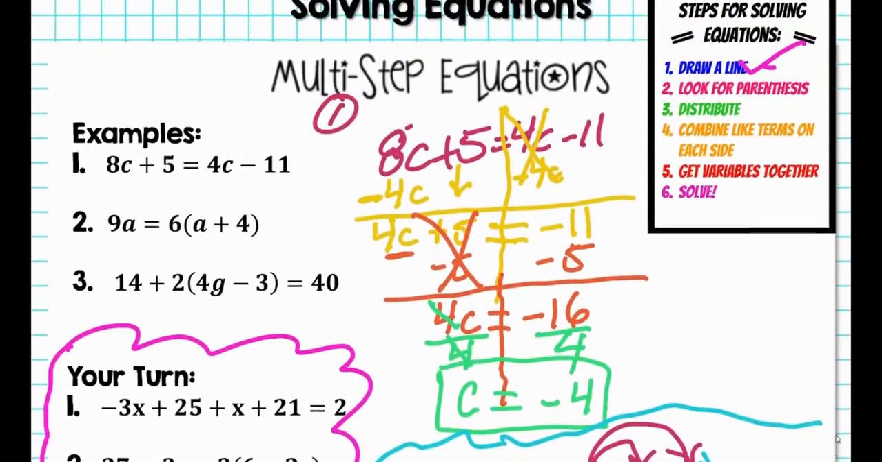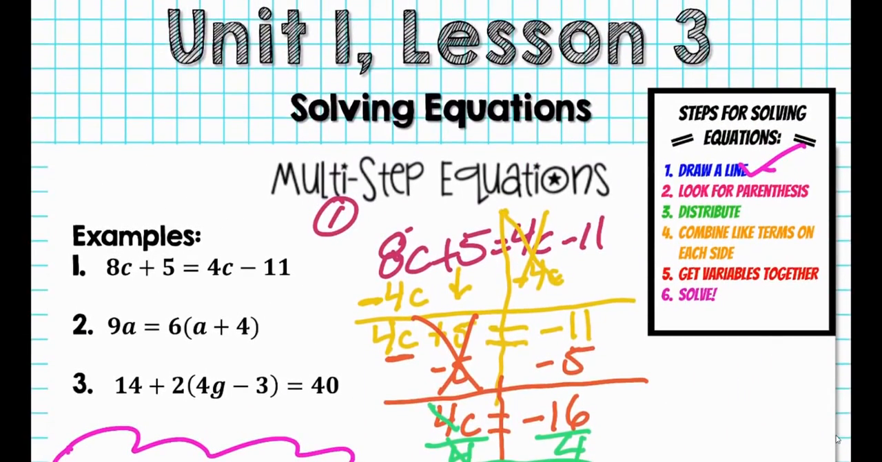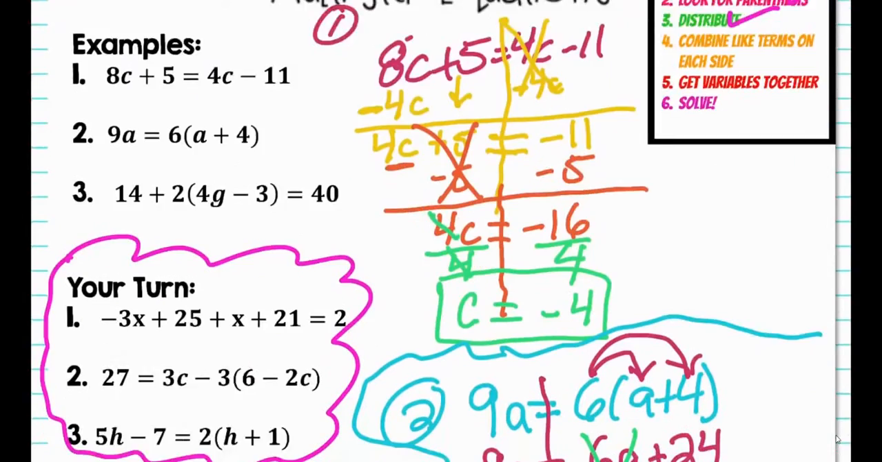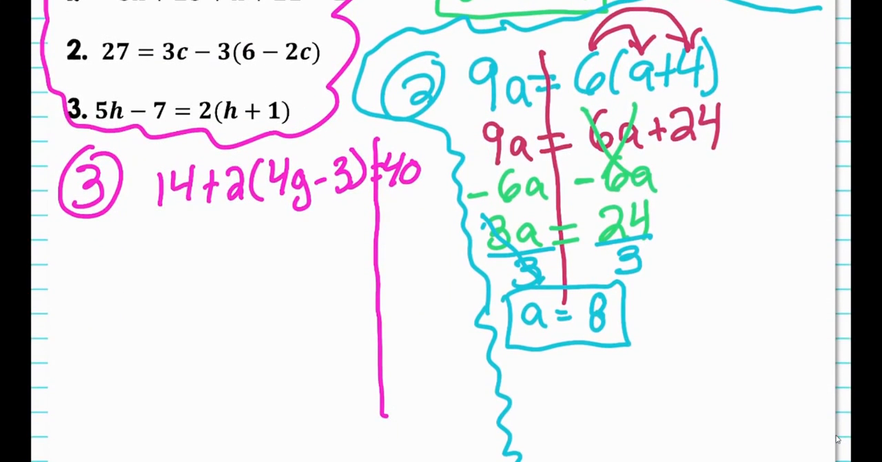Step number 2, what's it say? Well, it says look for parentheses and distribute if you have them. Okay, so let's do that. Let's go down here. Do I have parentheses? Yes, I do. I do have parentheses. Okay, so let's do that distributing.